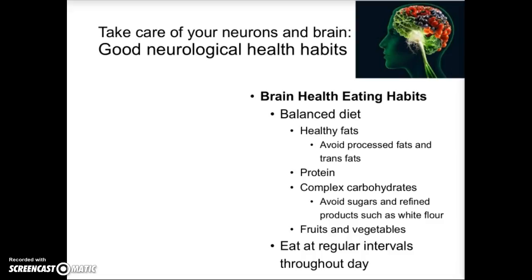We need carbohydrates. They're excellent sources of energy, but complex carbohydrates are much better for our neurons than more simple sugars or refined products. And then fruits and vegetables are very important because they contain the important vitamins and minerals that are also needed for good neurological health.